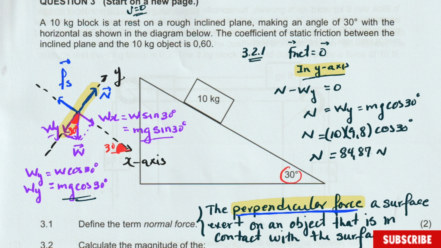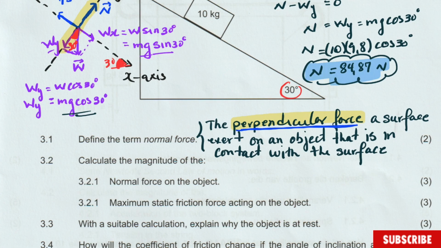This one is the normal force, 84,87 Newton, that is the unit, and it's very important. Now, question 3.2.2, there is a problem here with the numbering. That is not a big problem, guys. Calculate the maximum static frictional force acting on the object.